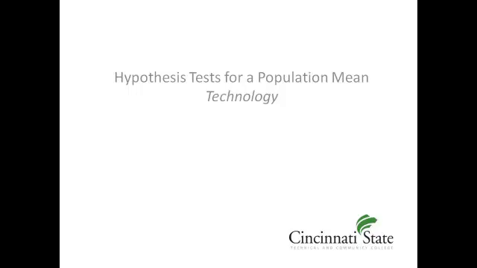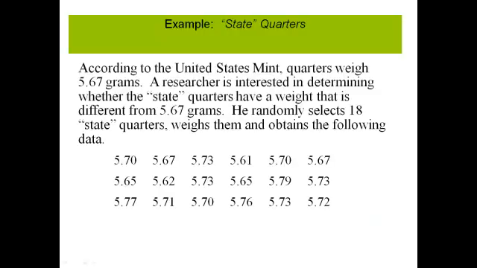In this video, we're going to see how to use both StatCrunch and Minitab to do a hypothesis test for a population mean. We'll use the following example. According to the United States Mint, quarters weigh 5.67 grams. A researcher is interested in determining whether the state quarters have a weight that is different than 5.67 grams.